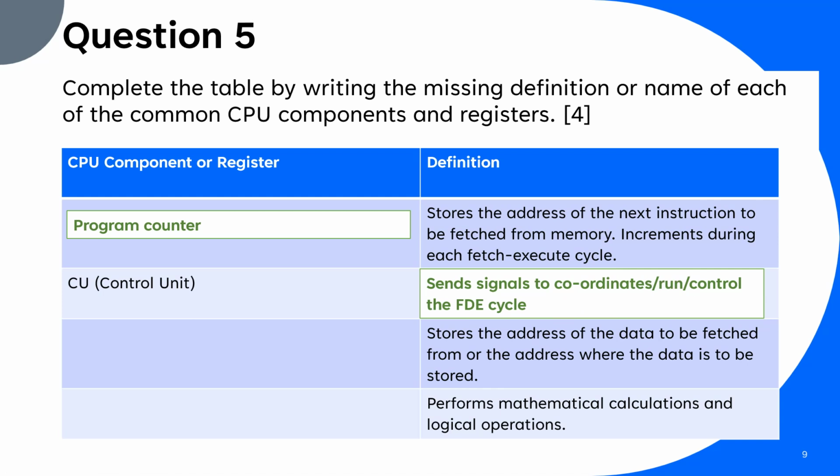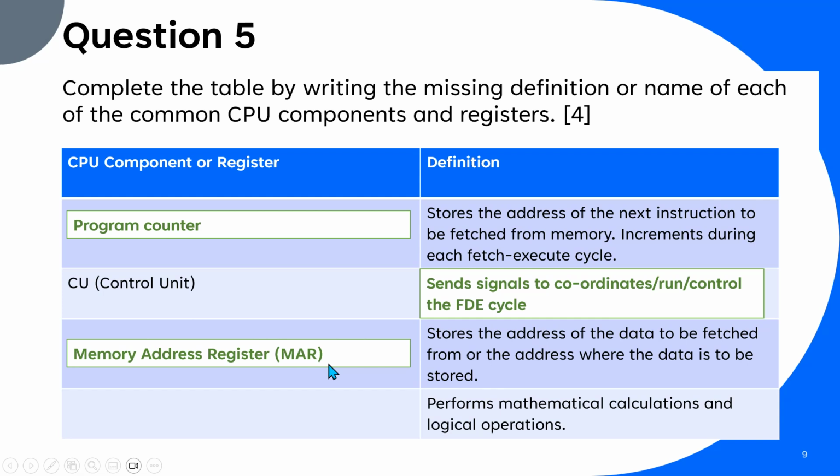Now it says, stores the address of the data to be fetched from, or the address where the data is to be stored. Now, because of that key word, address, you should know that that's the memory address register, or the M.A.R. Easy one to remember. This one performs mathematical calculations and logical operations. So this one is going to be the arithmetic logic unit because it does arithmetic logic stuff. Quite simple. Again, just understanding what the registers are, what they do. The question is just presented in a different way, whereby instead of identifying 2 and explaining, you've got a table.